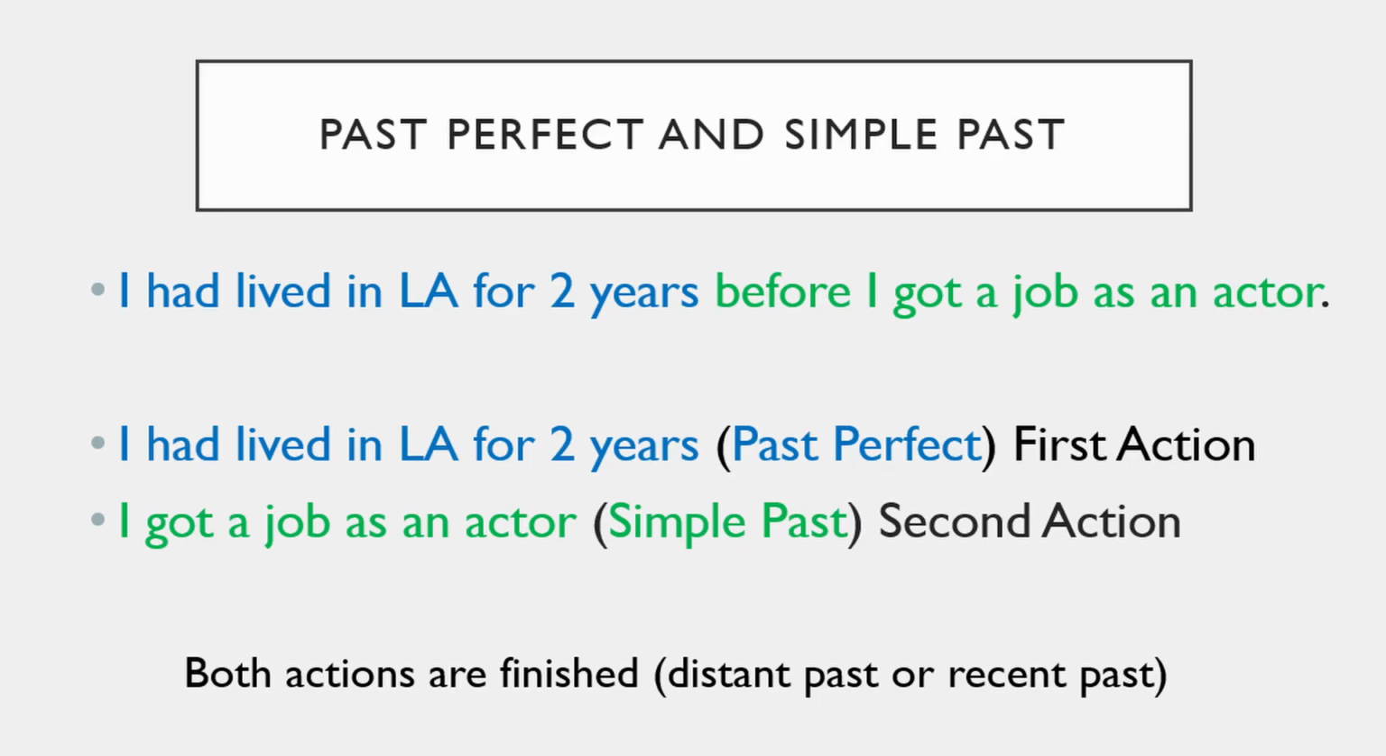So have a look at this slide here. I had lived in Los Angeles for 2 years. That's the past perfect. Before I got a job as an actor, that's the simple past, okay? In this construction, the past perfect is always going to be the first action.